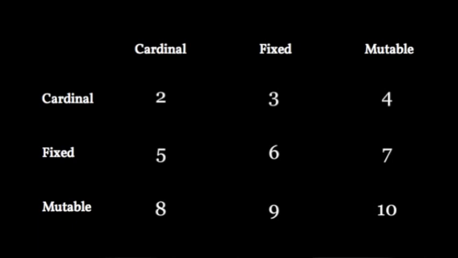Again, the first 10 degrees of a sign, no matter if it's cardinal, fixed, or mutable, are going to be 2-5-8. And the fixed trines are 3, 6, 9, and the mutable trines are 4, 7, 10. So the 2-5-8 is a resonating trine, and 3, 6, 9 and 4, 7, 10 have a resonating relationship as well.